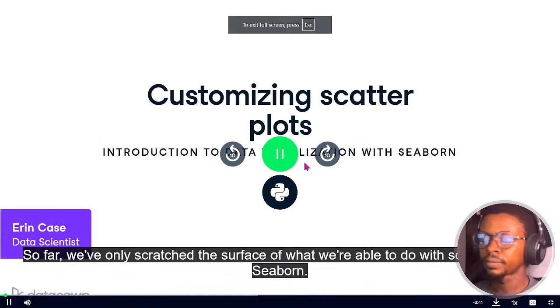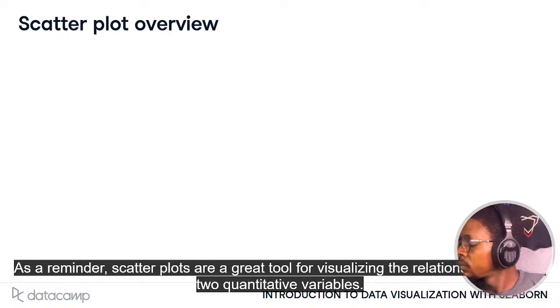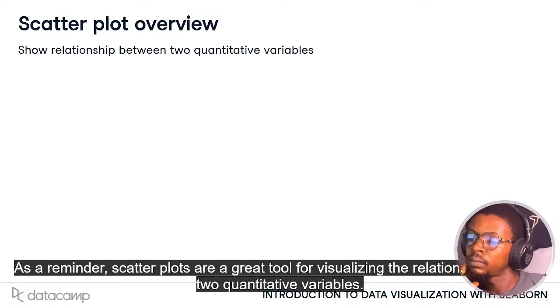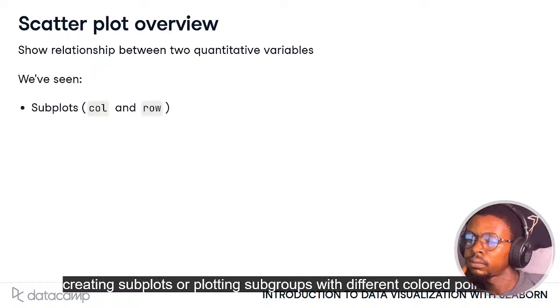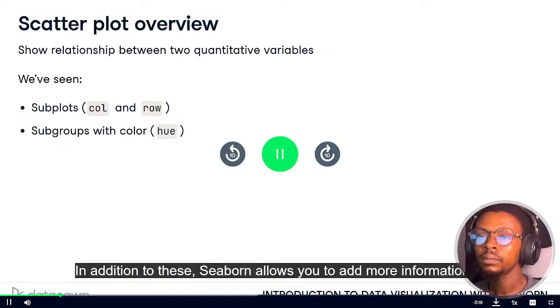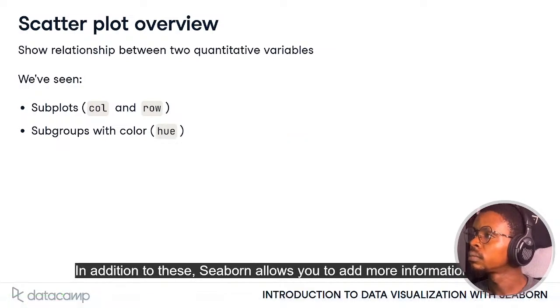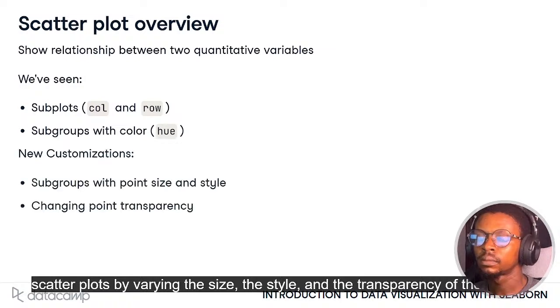So far, we've only scratched the surface of what we're able to do with scatter plots in Seaborn. As a reminder, scatter plots are a great tool for visualizing the relationship between two quantitative variables. We've seen a few ways to add more information to them as well, by creating subplots or plotting subgroups with different colored points. In addition to these, Seaborn allows you to add more information to scatter plots by varying the size, the style, and the transparency of the points.